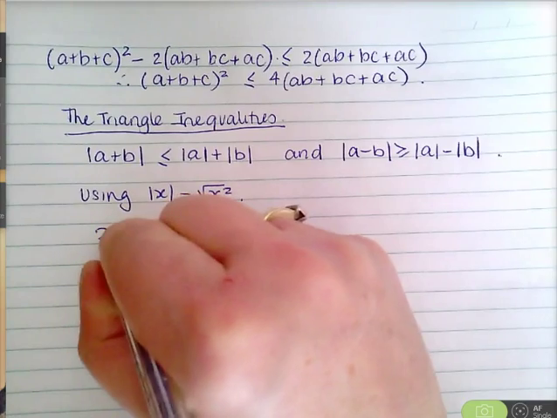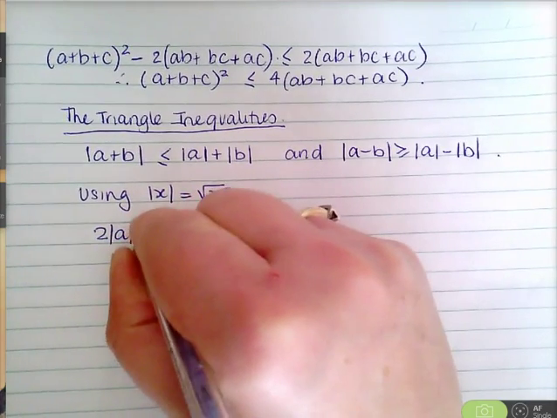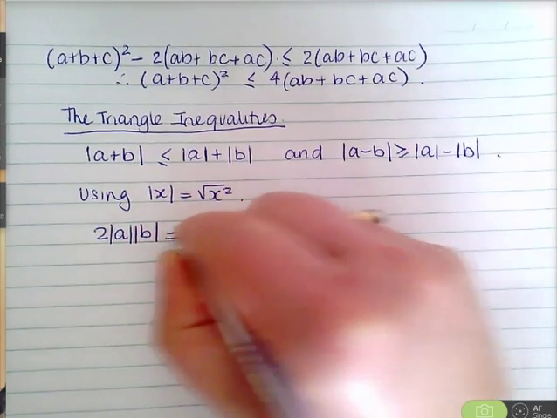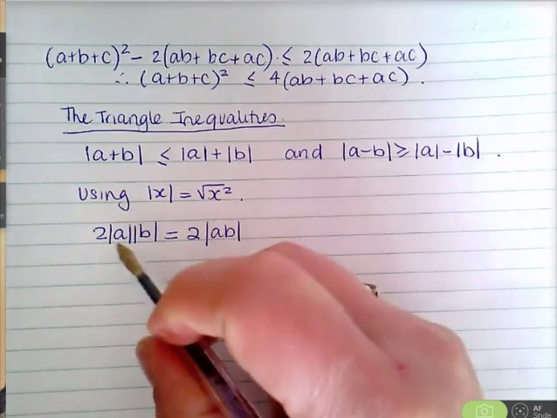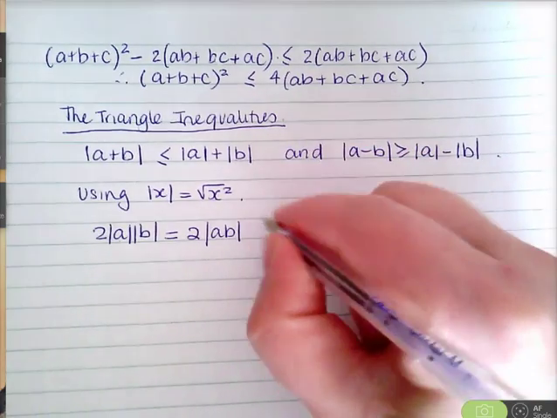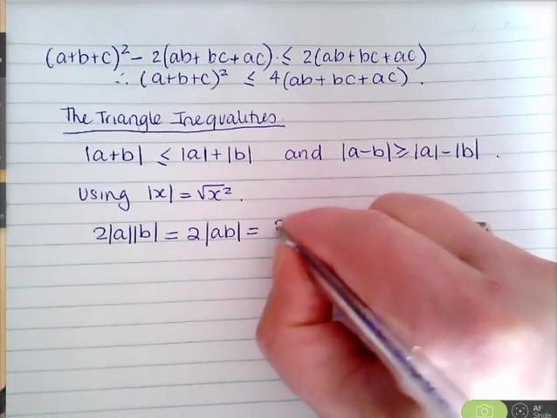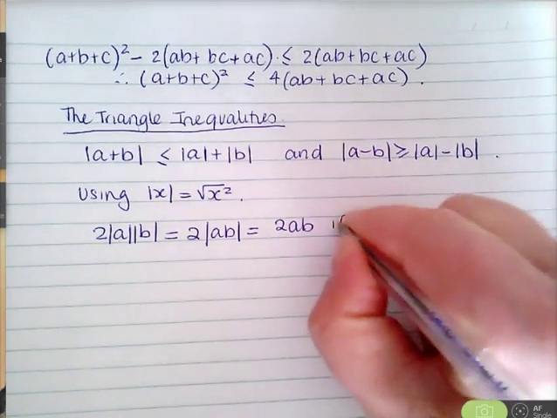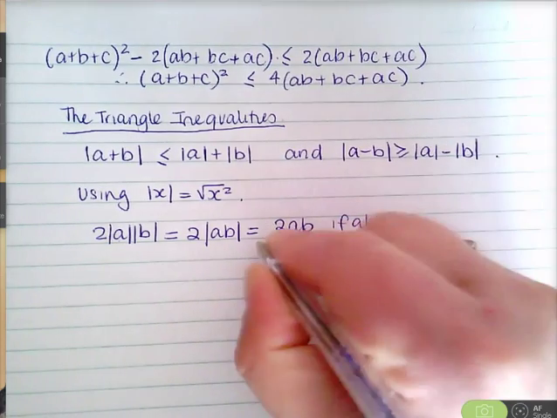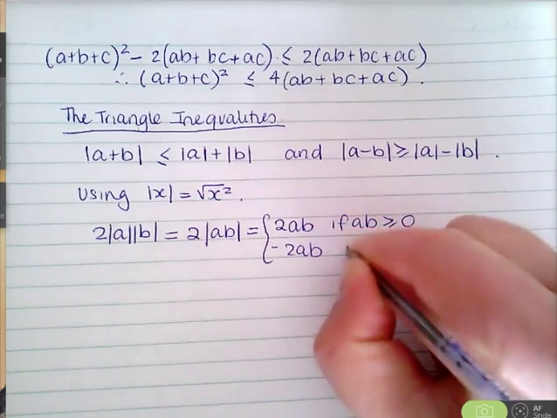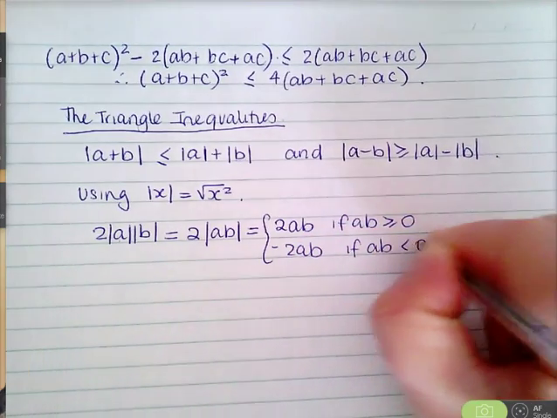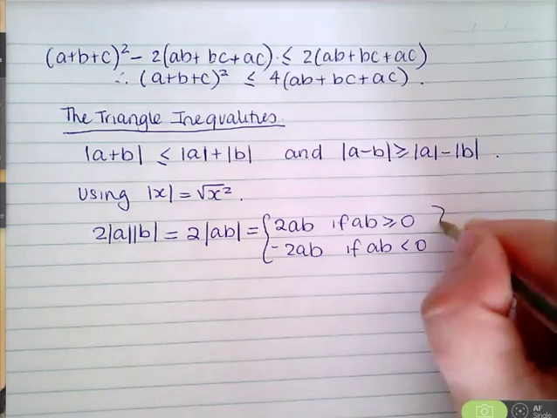So let's start with 2 times the absolute value of a times the absolute value of b. That equals 2 times the absolute value of a times b, which will be equal to 2 times AB if AB is greater than or equal to 0, or it will be equal to negative 2AB if AB is less than 0.